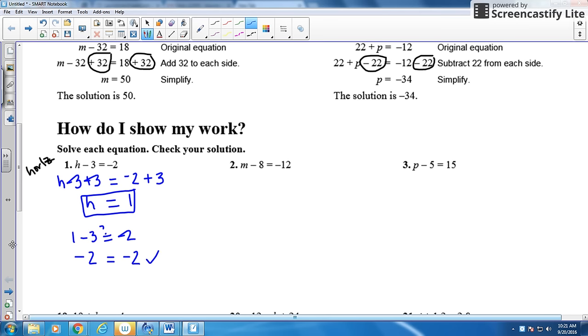But you have to actually physically check it. You can't just write the check step. Okay? So anytime we have an equation to solve, you should be able to check it and know whether you are correct or not before you ever turn in your paper.